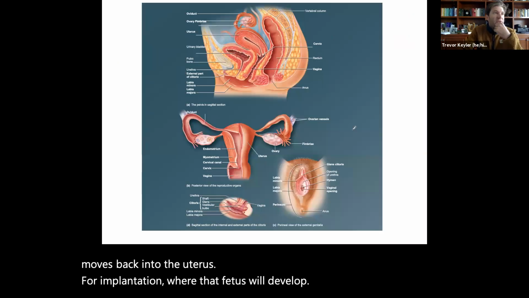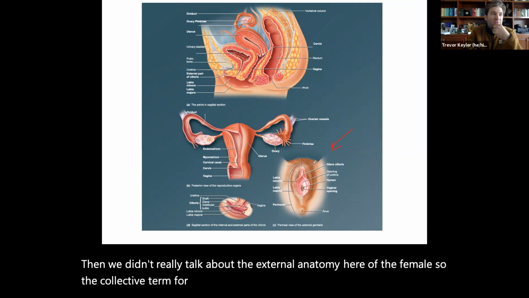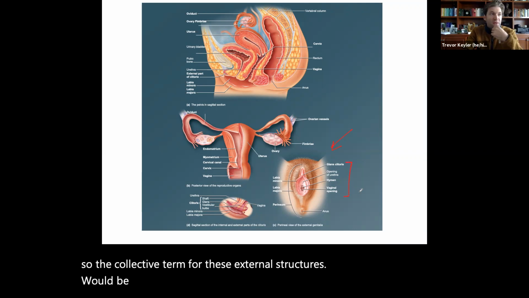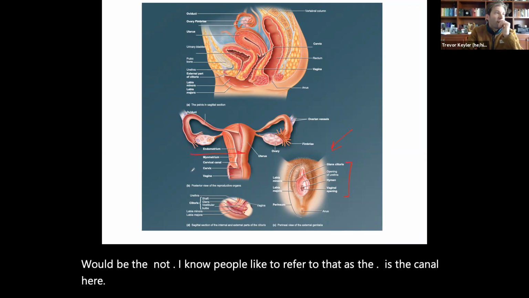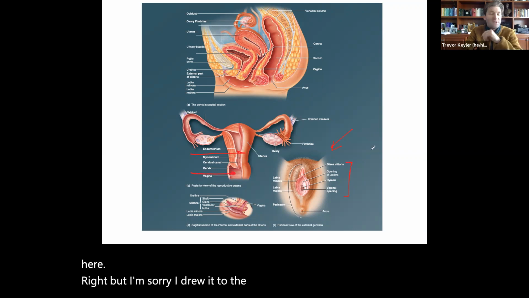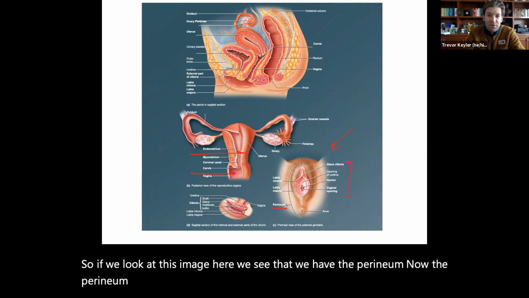Then we didn't really talk about the external anatomy here of the female. So the collective term for these external structures would be the vulva, not the vagina. I know people like to refer to that as the vagina. The vagina is the canal here, that muscular canal. So if we look at this image here, we see that we have the perineum. Now the perineum is the external region, including the vaginal opening and the anus.